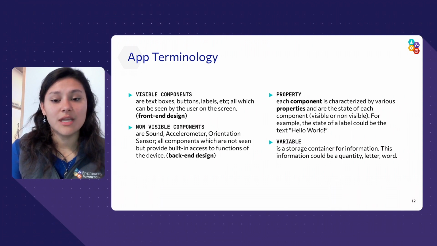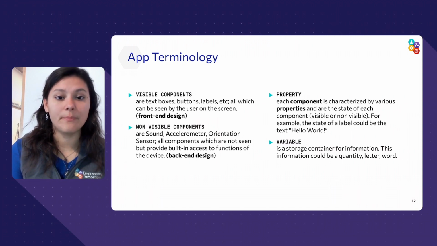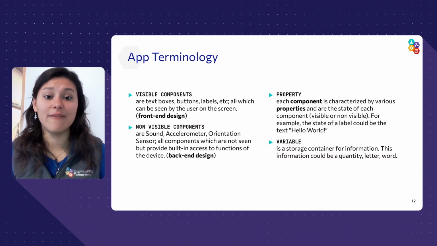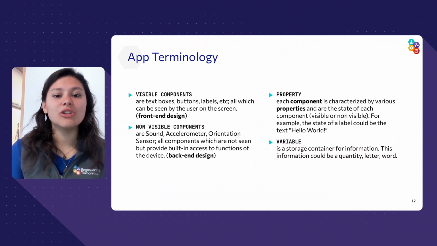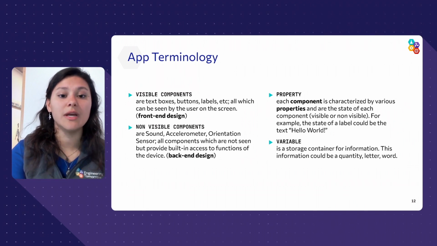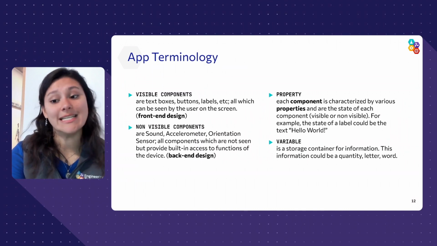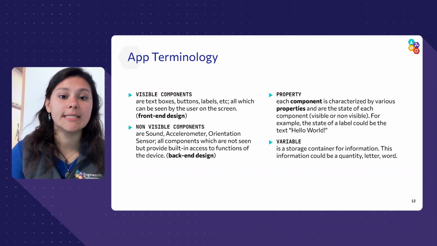There are a few different terms that you need to be comfortable and familiar with in order to design your apps for this lab. So first, we've got visible components, and these are text boxes, buttons, things that the user will physically interact with when they are on the website. This is part of front-end design, something that the user sees.